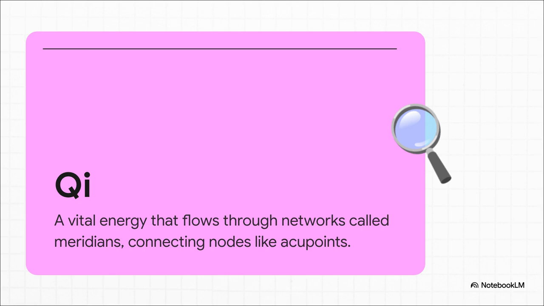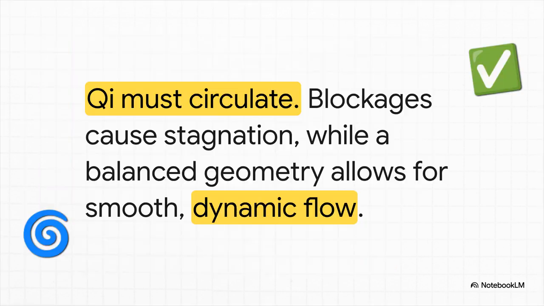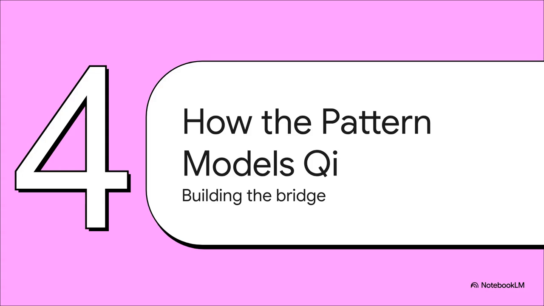A network of pathways and nodes sound familiar? The whole system is built on this idea of balanced, unimpeded flow. And this right here is the absolute key to our whole comparison. Qi has to circulate. If it gets blocked, it causes stagnation and illness. So in this system, health is the smooth, dynamic, continuous flow of energy through the body's invisible geometric network. Okay, here we go. This is the main event.